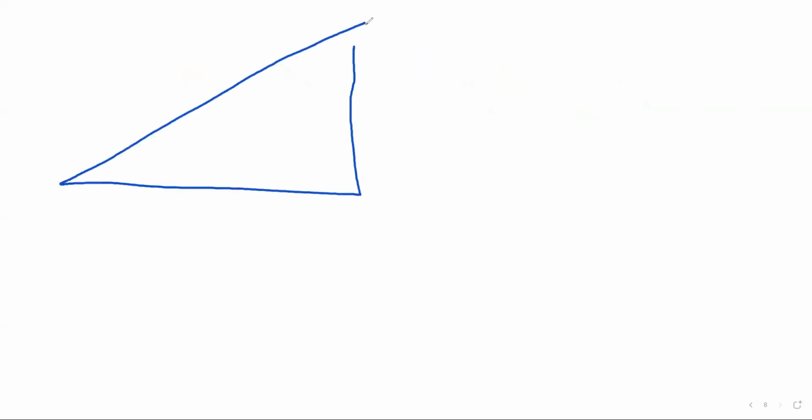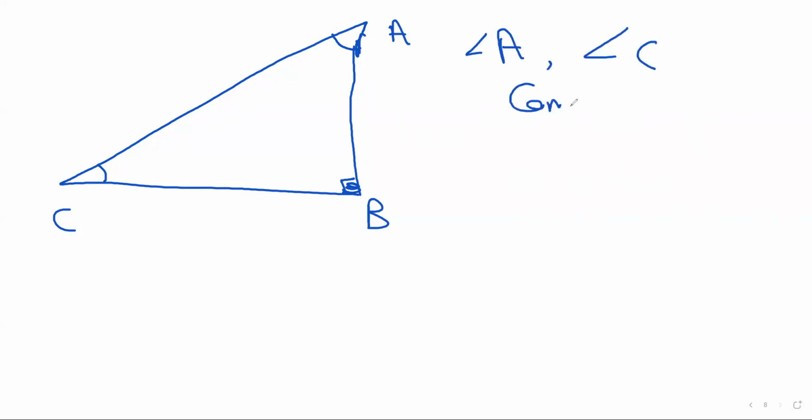Here I'm going to draw another triangle. Stay tuned with me. This is the same triangle, A, B, and C. This angle is right. And angle A and angle C are two complementary angles. Why? I said complementary, they add up to 90. So angle A and angle C are two complementary angles. Are you with me?